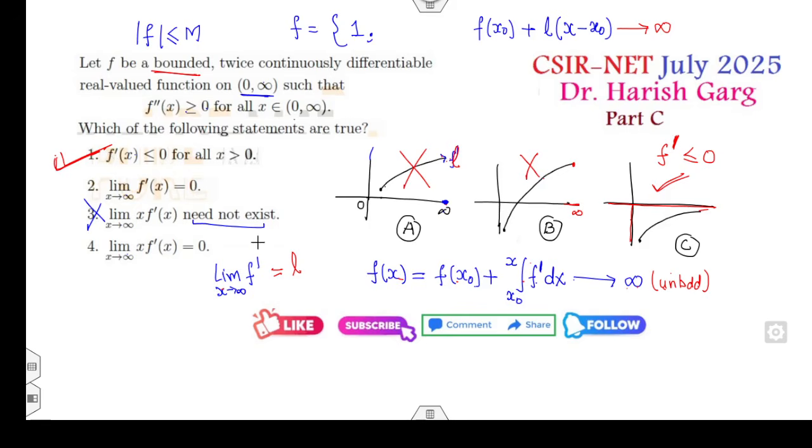What is the limit? If I choose the limit is L, if L is positive, then this limit will be infinity, which is unbounded. If L is less than 0, that is negative, then this number will approach toward minus infinity. Again, this is unbounded. So that means both the options are cancelled. Only option left behind, the second, is the right answer.